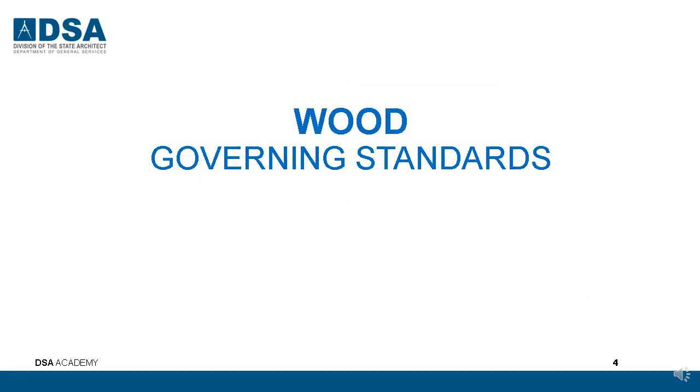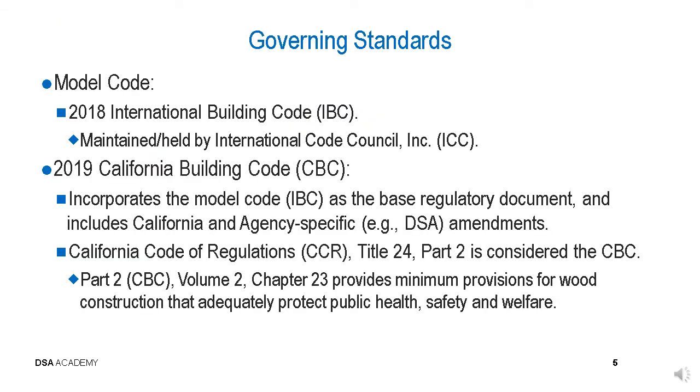The next topic is the governing wood standards. The model code is based on the 2018 IBC that's maintained by ICC. The 2019 California Building Code uses the 2018 IBC as the base code and then makes the California amendments to that, and we will be looking at the DSA amendments, the DSA SS and DSA SSCC amendments. California Building Code is Title 24, Part 2, and Part 2, Volume 2 includes Chapter 23 for wood.